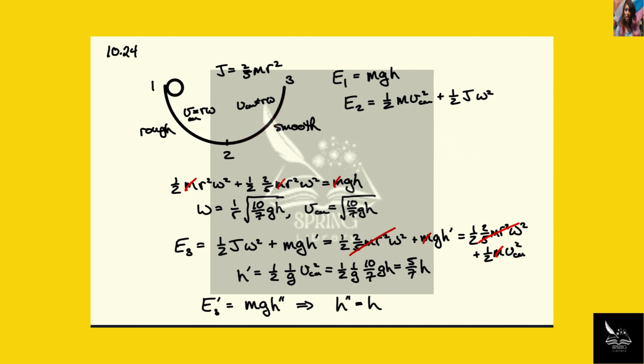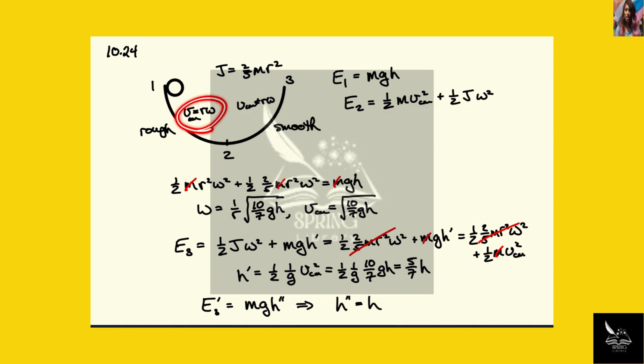So they ask us, in this case, if it starts off at a height h, how far up does it go on the other side? Well, this is a marble, so the mass moment is 2/5 mr squared. I'm going to say this is the gravitational reference down here. So initial energy at state 1 is mgh. At state 2, there's no gravitational potential energy, and we just have kinetic energy, which is translational and rotational.